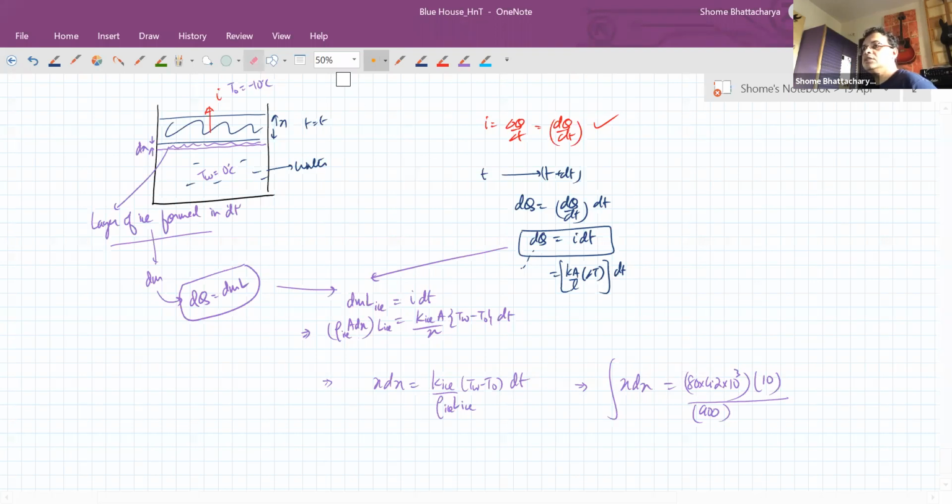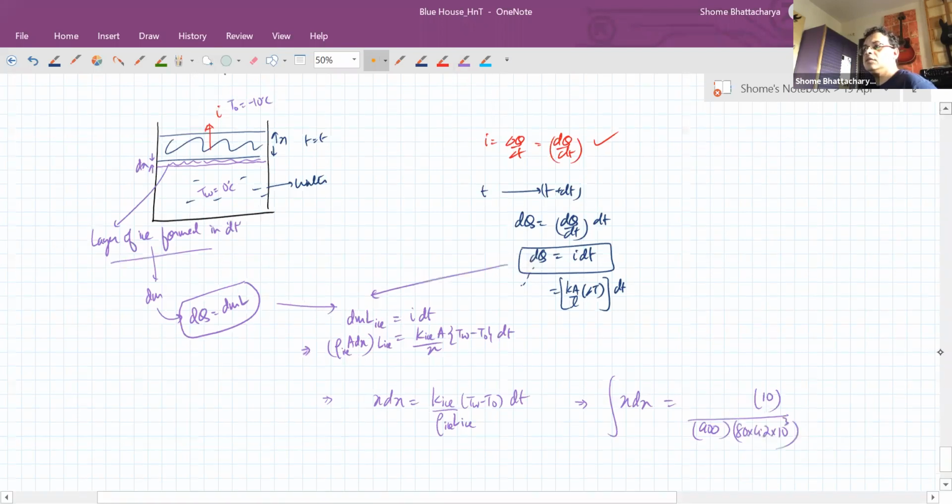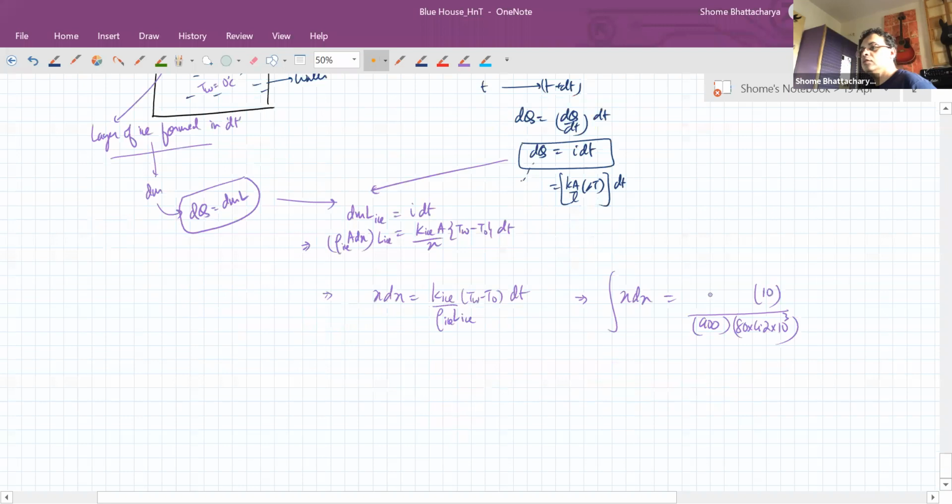Sorry, K was not this. This thing was the value of latent heat. So I'll put it in the denominator. And K in the numerator was 2.22, right? Yeah, SI unit. So 0.22 into dt. Okay. So from 0 to some x in time 0 to t, we are having x square by 2 is equal to this whole factor, which I will just calculate and tell you.